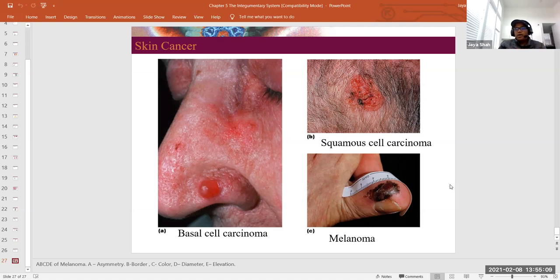So this is all about the integumentary system. We have talked about the different layers, the epidermis, dermis, hypodermis, and some appendages of the skin and some clinical application, okay? So this is all. I'm gonna stop here and I will open up for questions.